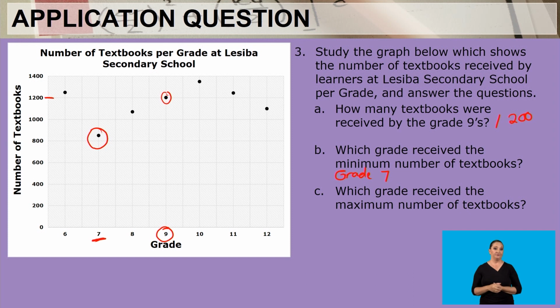Question C there says, which grade received the maximum number of textbooks, or the highest number of textbooks? Of course, that is easy to locate there. We can see that the highest point is up there. And which grade is this? This is, of course, grade 10. So the grade that received the maximum number of textbooks would be our grade 10s.